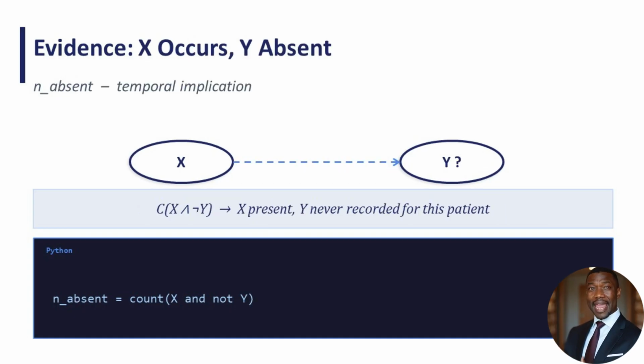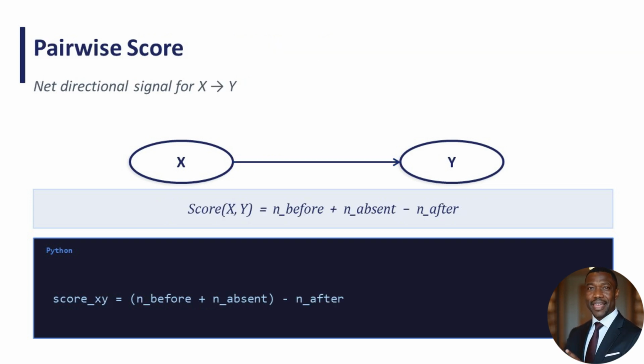The third count, N absent, captures patients where X is present in the record but Y never appears at all. The reasoning here is that if X has already occurred and Y has not yet occurred, then X can only occur prior to Y for this patient. Putting the 3 counts together, the pairwise score for the direction X precedes Y is simply N before plus N absent minus N after. A strongly positive score means X overwhelmingly tends to appear before Y in the population. A score near 0 means the evidence is mixed or symmetric. A negative score means Y tends to precede X.